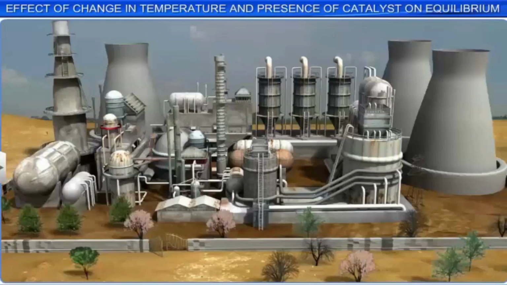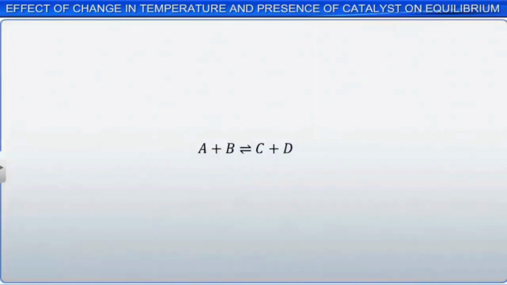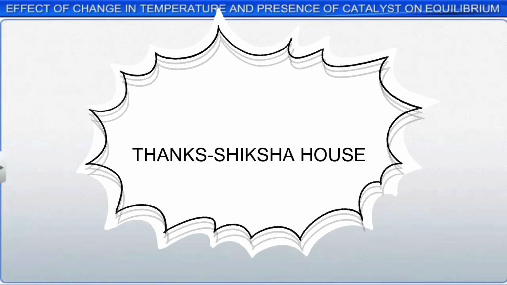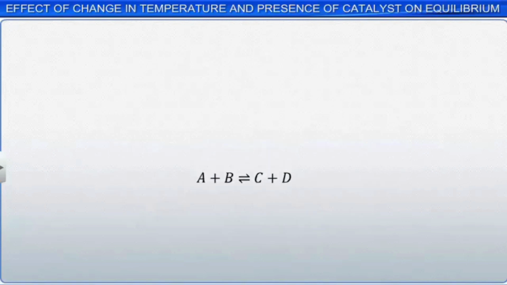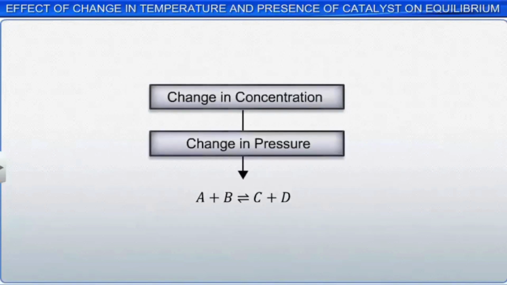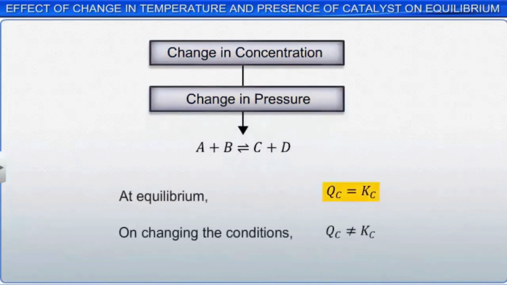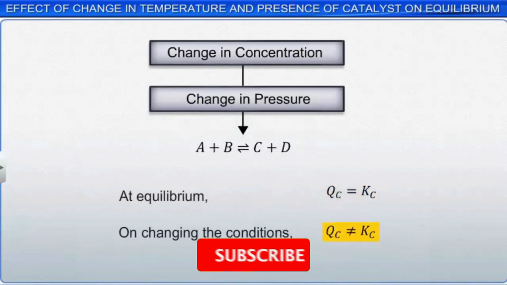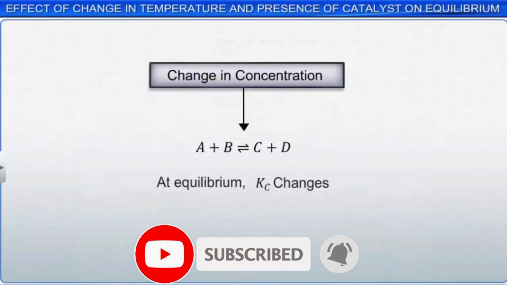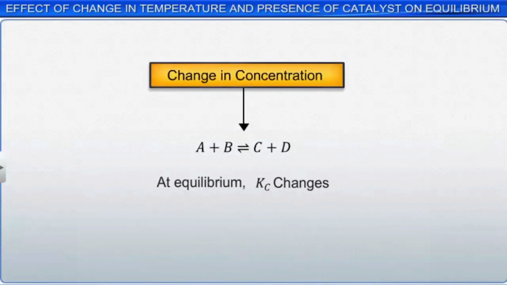Temperature is one of the important variables in any industrial process. Le Chatelier's principle can be used to predict the effect of temperature on the equilibrium of a reaction. You have learned that whenever a system at equilibrium is subjected to a change in concentration or pressure, the reaction quotient Qc no longer remains equal to the equilibrium constant Kc. However, when a system at equilibrium is subjected to a change in temperature, the value of the equilibrium constant Kc itself changes.